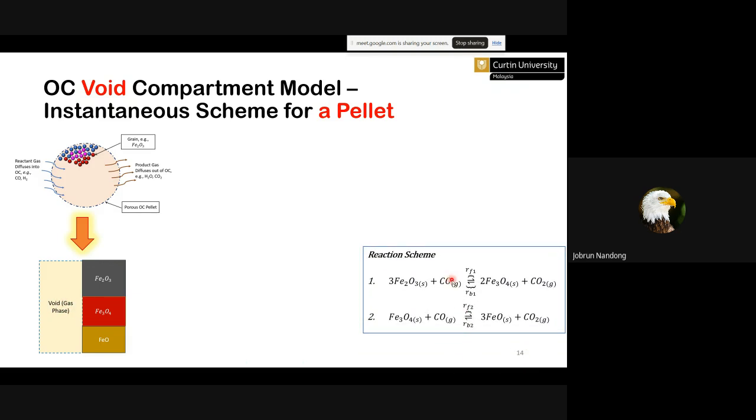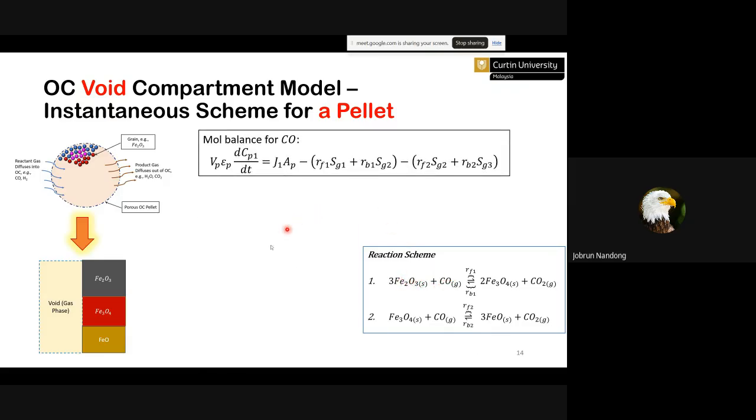Again, the same reaction. Now we're dealing with a gas rather than with a solid. Yeah. So mole balance for CO, the reactant gas. Okay, so Cp1 here is the concentration of CO inside this pellet. So now, what happened here, we have the Vp. This is the volume of the space inside this pellet. We assume the volume of that empty space is constant, does not change throughout the reaction. It might change, but for the simplest case, we assume that it is constant.